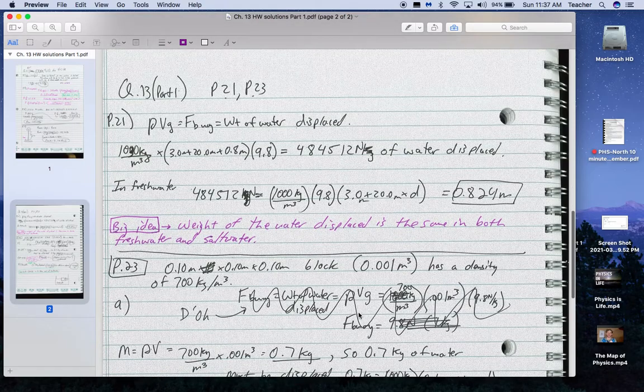For P21, what we're asked to do here is we've got a cargo barge. It's 3 meters by 20 meters and sits 0.8 meters deep in salt water, and it's asking how deep it will be in the river. Well, since fresh water is less dense, it should sit a little deeper. So the buoyant force is equal to the weight of the volume displaced. I know that's the density of seawater, and the volume displaced in the seawater was this amount, rho V g, so that equals 484,512 newtons of water displaced.